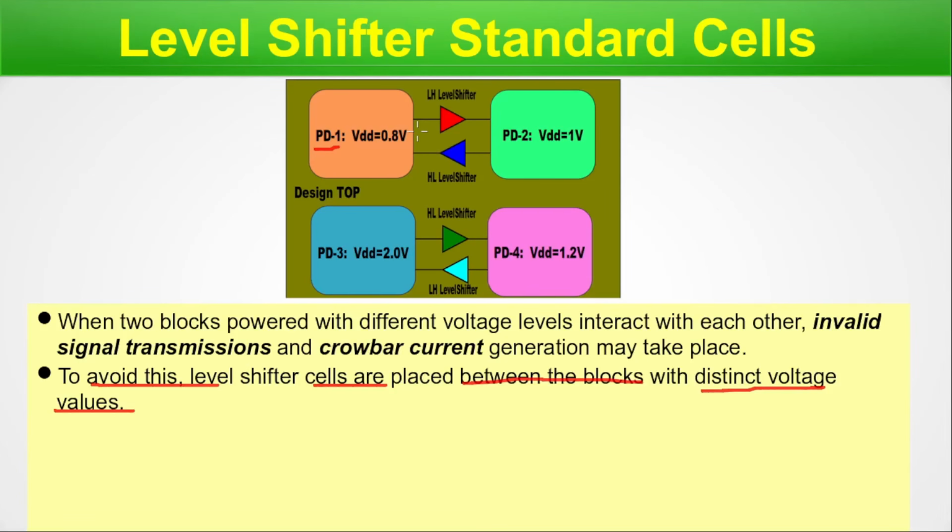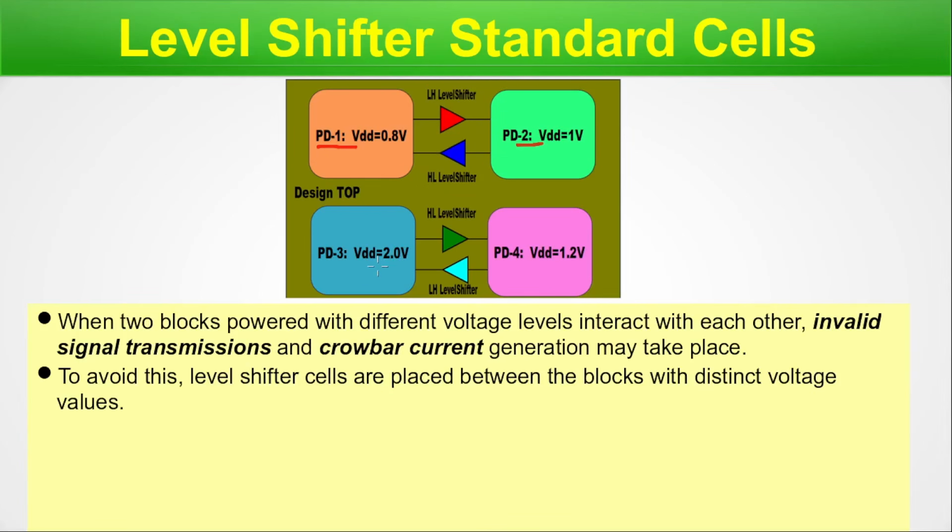Here PD1 operates at VDD equal to 0.8 volt. PD2 is with 1 volt. So the low to high level shifter, LH level shifter, is working from this to this direction. You can see with the arrow, right? And this is the level shifter cell. And here is the HL level shifter. That means high to low. High to low means VDD high to VDD low. So this way the level shifters can be placed in between the communication path of the two power domains. So power domain 1, power domain 2.